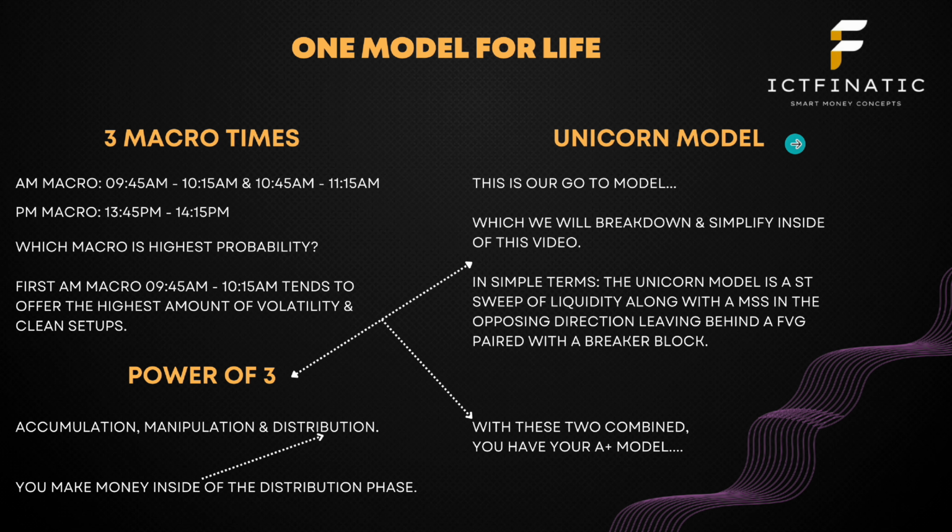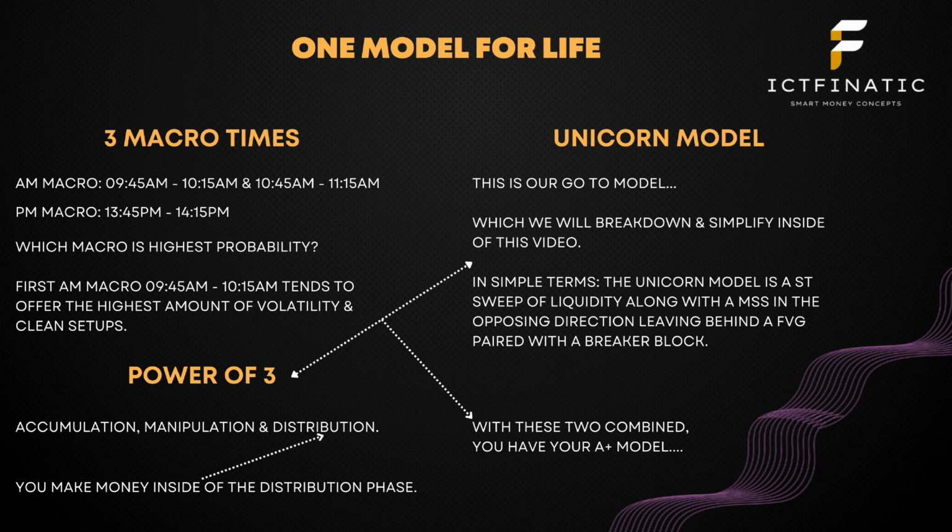A+. You have a unicorn model inside of the macro and a power of 3. So pair these 2 together, you have your A+ model. A power of 3 is when price accumulates either at the New York Open or just prior to the macro. Then you have some sort of manipulation below sell side or buy side liquidity, preferably London lows or London highs.